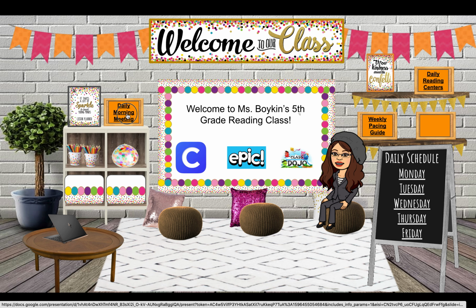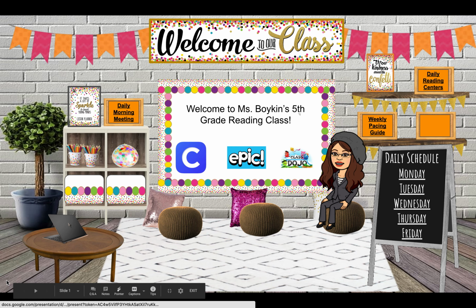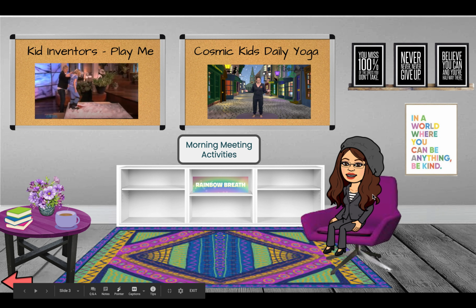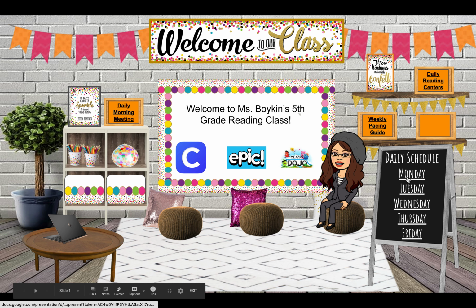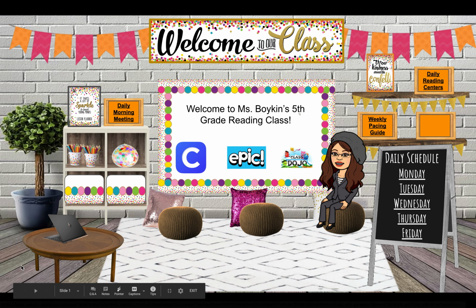So I'm going to click on daily morning meeting. And here is my daily morning meeting slide that I created. I'm going to click my arrow to go back. And then here is my weekly pacing guide. Obviously nothing's on there yet. I am going to go back, and here is my daily reading centers. I am going to go back.